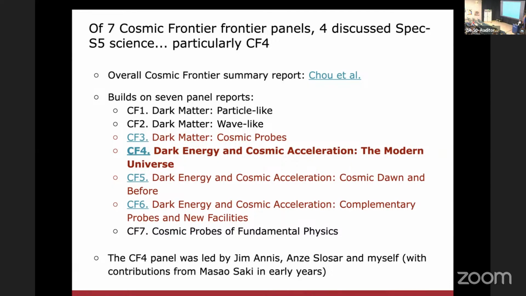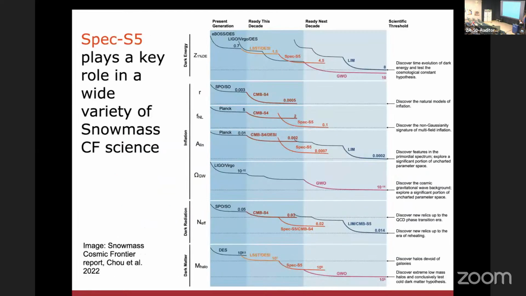The report on cosmic acceleration at cosmic dawn and before, basically z greater than 5, still ended up talking about Spec-S5 as really the next frontier for studying inflation beyond CMB-S4. The CF6 panel, Dave Schlegel was one of the leaders of that, focused on complementary probes and new facilities, and again talked about the possibilities for implementing a Spec-S5. And I should note on CF4, I was one of the conveners, but Jim Annis, Anže Slosar, and in the early days, Masao Sako helped organize that effort. And then hundreds of people across the community contributed.